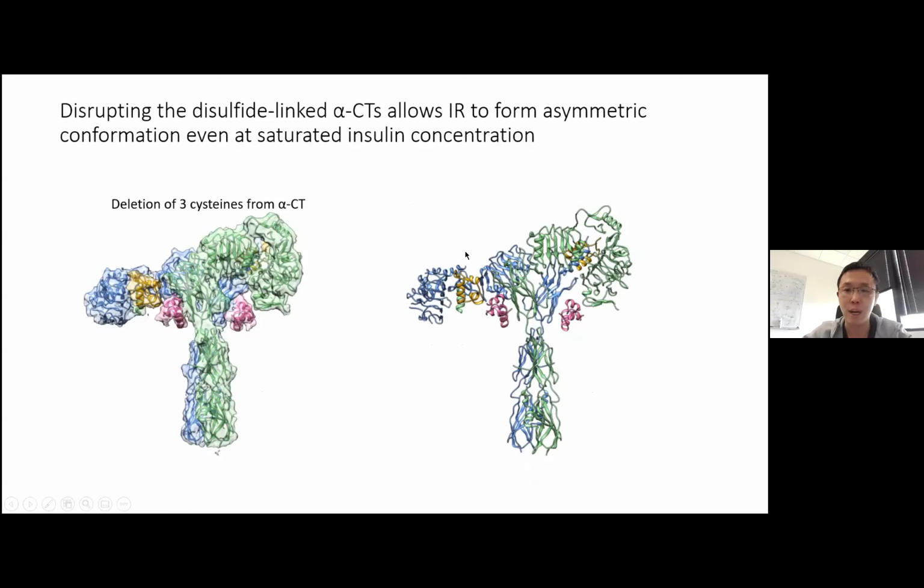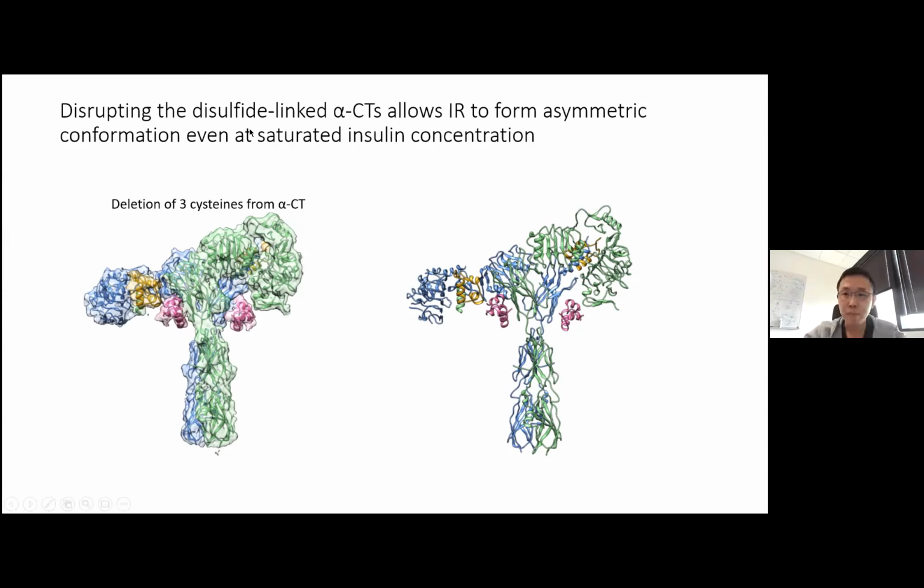Indeed, we did the experiment. If we remove the disulfide bond between the two FCT motifs, we can now observe that most of the particles adopt this asymmetric conformation, even at a very saturated insulin concentration. And we can see that two insulin are bound, at both site 1 and site 2 in this hybrid site, in half of the receptors. That suggests the FCT motif is important to promote the conformational change from asymmetric to symmetric.